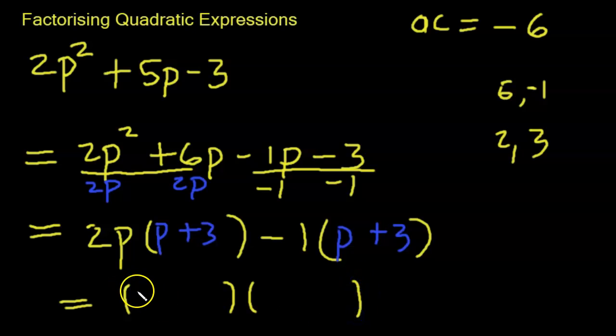And so, what do we have here now? P plus 3 as our common factor. And then what do we have outside the bracket? 2p minus 1. And we are done.